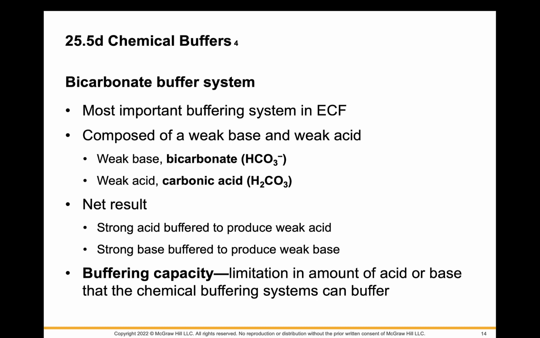Now, remember, buffering capacity is a limitation in the amount of acid or base that a chemical buffering system can actually buffer. Remember that they can be overwhelmed, and when they are overwhelmed, we'll see dramatic changes in pH.